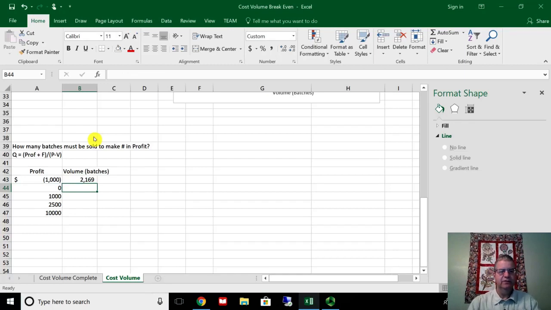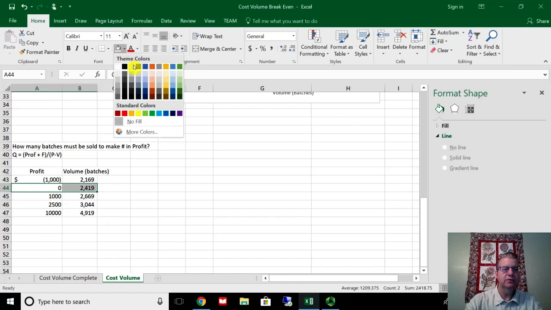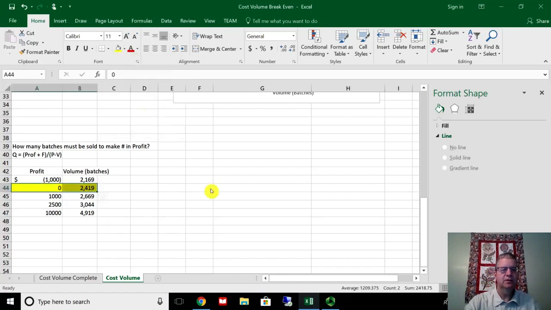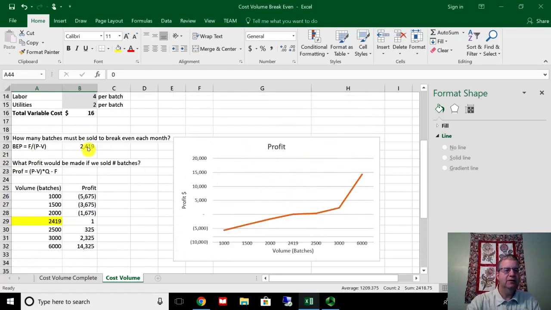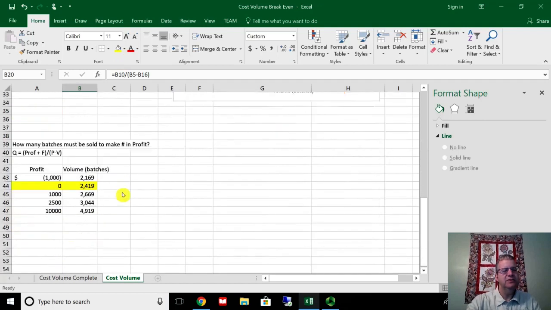And this tells me that if all I want to do is lose $1,000 for the month, we've got to at least be able to sell 2,169 batches. So let's copy that formula down. And we can kind of check this number. Remember, that was our break-even point. And sure enough, it's the 2419 that we found there, and it's the 2419 that we found there. So all that kind of matches up.